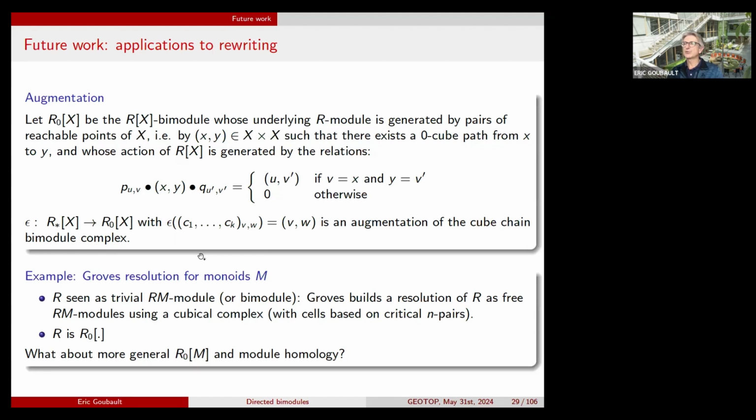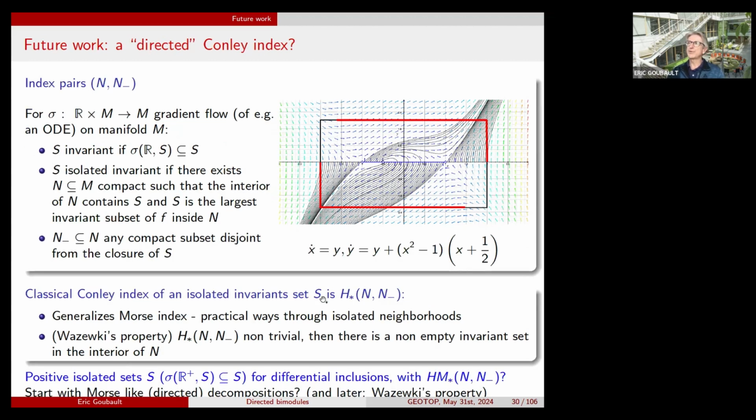Then there are links I'd like to make with homology of monoids and rewriting. The construction is very close to some construction that Groves did, for instance, on algebras of monoids and so on, the homology of monoids based on modules of the algebra of the monoid. So it's very intriguing to me. And I'd like also to be able, if I can generalize this enough, to really apply this to actual differential inclusions and try to find finer invariants than the ones with ordinary homology for classical Conley index.